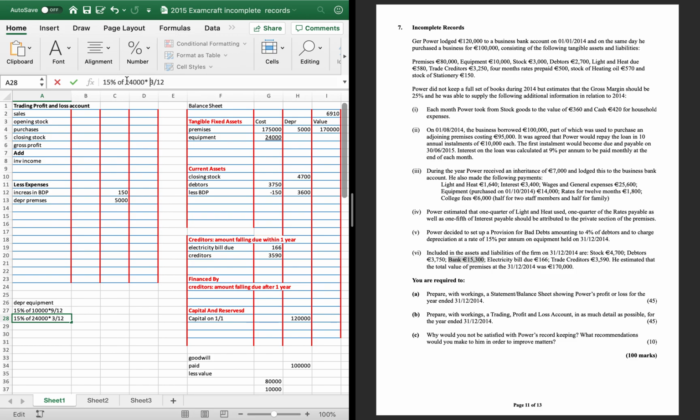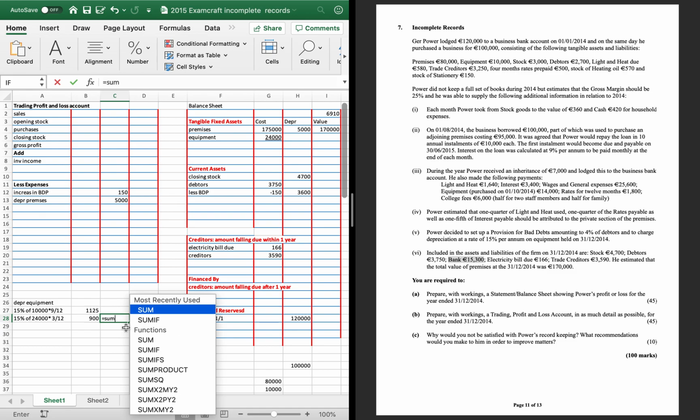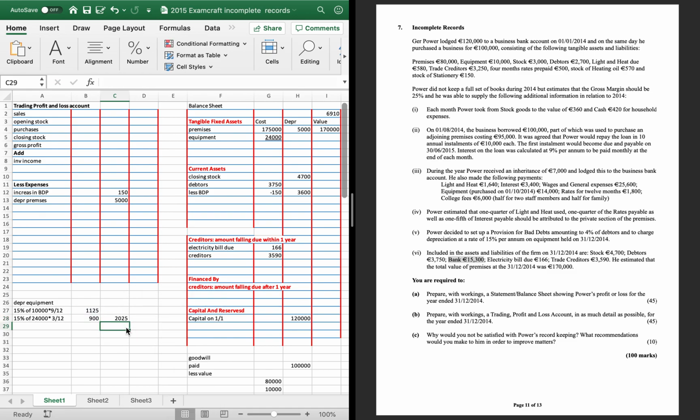So 24,000 by 3/12. So we'll just do out those sums. 15% of 10,000 by 9/12 and 15% of 24,000 by 3/12. And that'll give you your depreciation on equipment for the year. Okay, so that is 2025. Same process, depreciation of equipment here. There was no depreciation to start off with, so your accumulated depreciation is the same. So 2025 as your expense and 2025 as your accumulated depreciation.